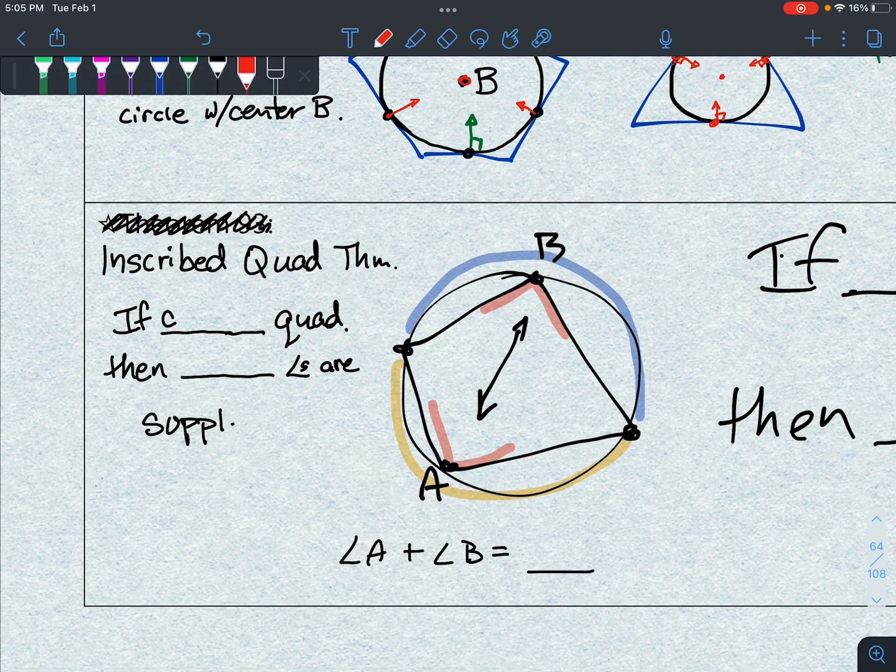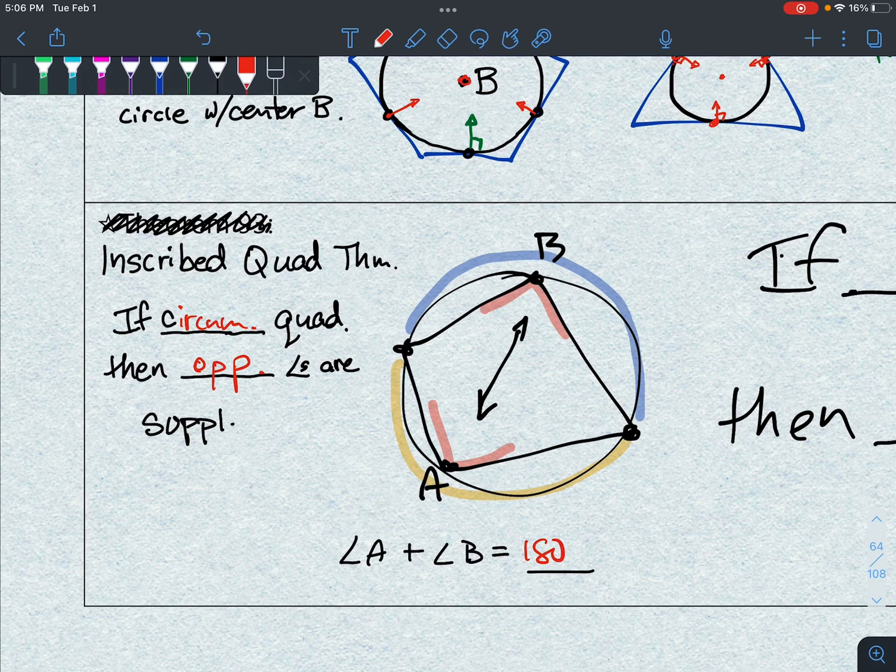In an inscribed quadrilateral, we have angles that are opposite. If you have a quadrilateral inscribed in a circle, then the opposite angles are supplementary. So this is a handy theorem. Get this one down. You might want to use that name, Inscribed Quadrilateral. So how do I know that they will be supplementary? How do I know that they're going to add up to 180?